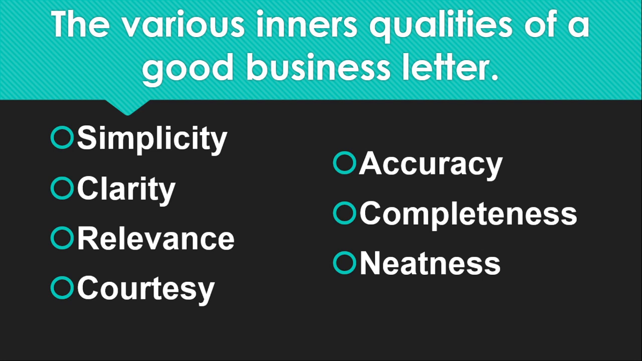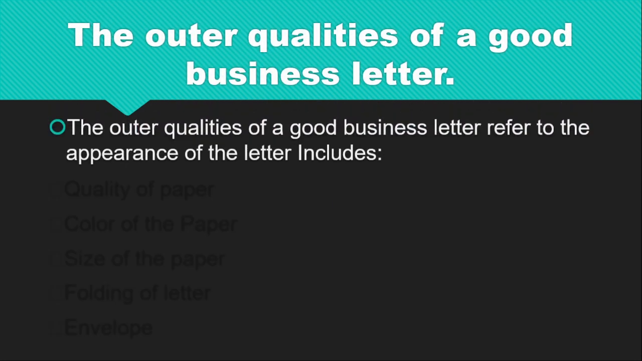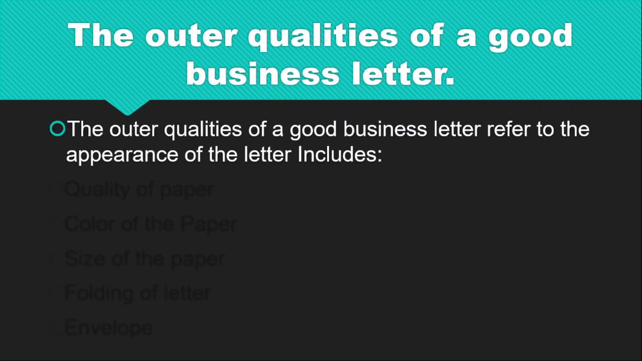Right, so now that we have discussed the inner qualities of a good business letter, let's look at the last part of this lesson, which is the outer qualities. With the outer qualities, as we said, it is actually the appearance of your letter, the outside of the letter. So this includes the quality of the paper. Make sure that you have chosen the correct quality of paper.